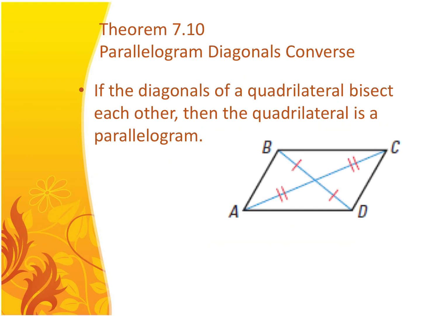So now we have theorem 7.10, which is parallelogram diagonals converse. Again, this is the fourth way to prove it. I'm just keeping track.